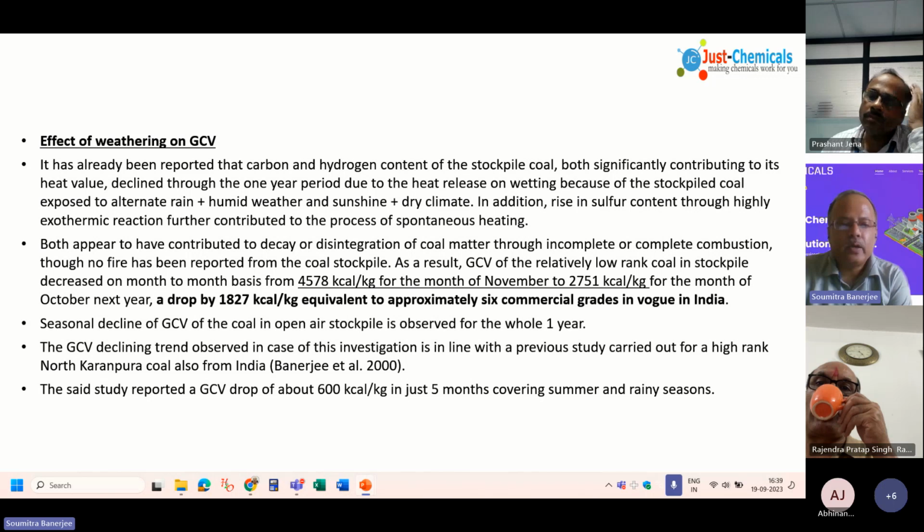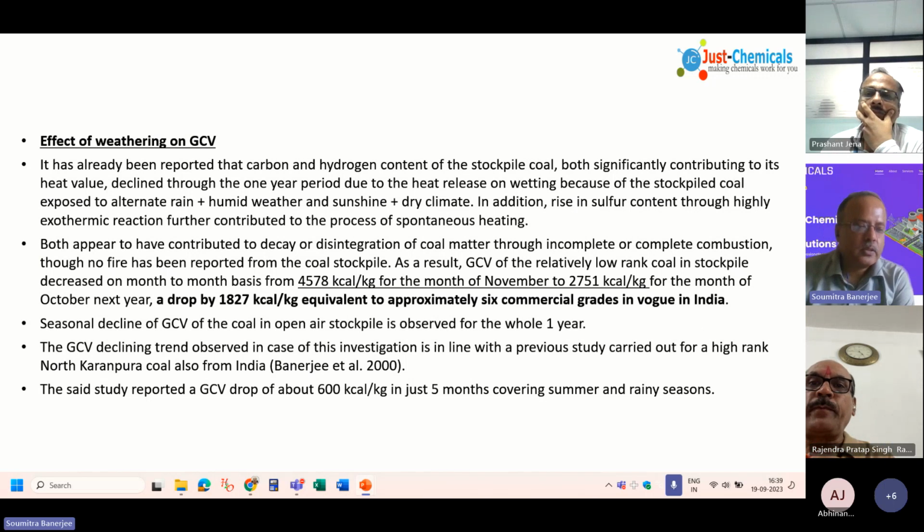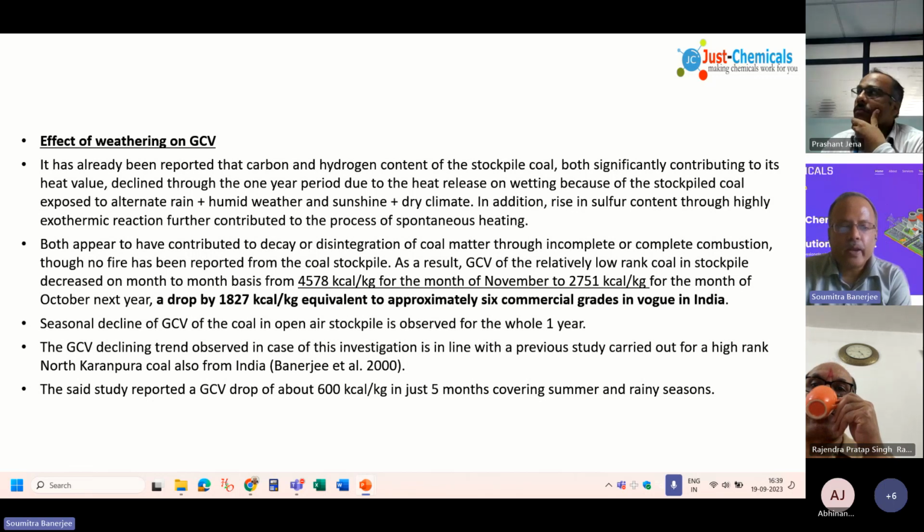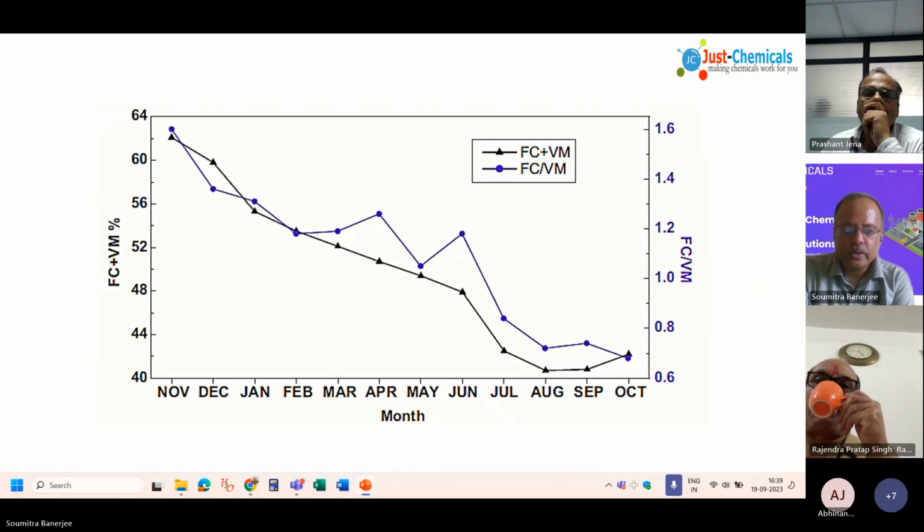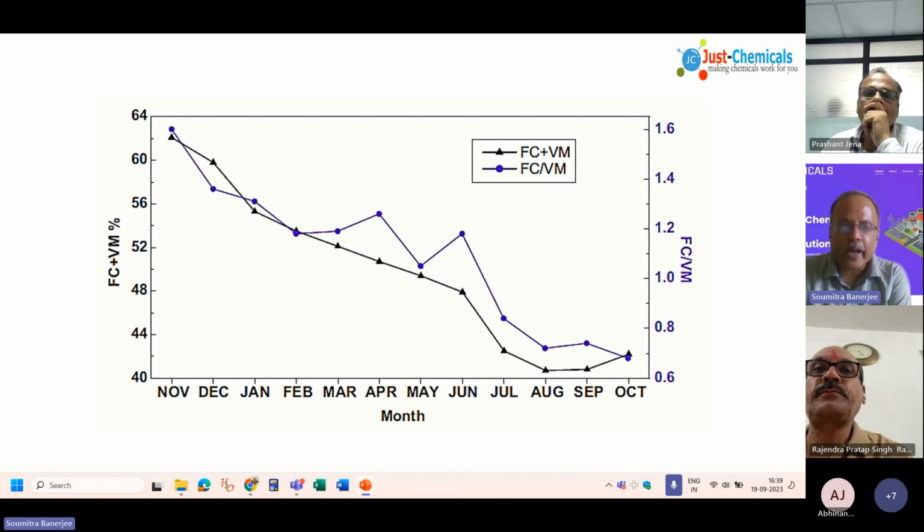The GCV declined trend observed, and we have noted it down, and it was accepted by Coal India Limited as well. They said the study reported a GCV drop of about 600 kilocal per kg in just 5 months. In just 5 months, you are keeping it for 6 months. This is the FC plus VM loss. You can see FC plus VM as black color arrow, and blue color dots are FC upon VM. So FC upon VM is going down.